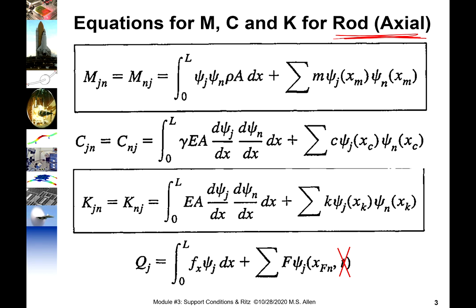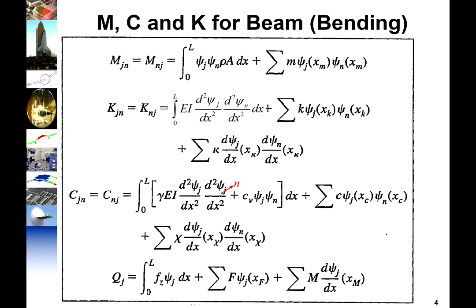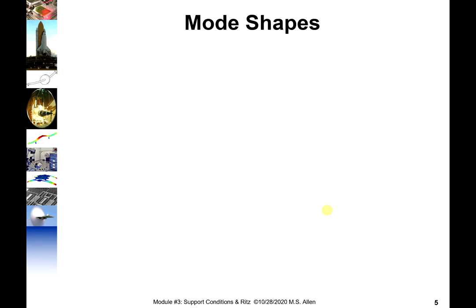I should note there are a couple typos that I've noted on the slides here. Most important is this one on the stiffness terms for the stiffness matrix for beam and bending. So those are corrected here in the slides.